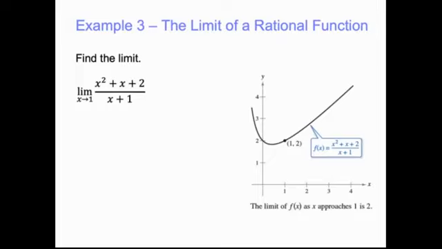So what we want to do is look at the denominator. The denominator is x plus 1. And if you put a 1 in there, then that's going to cause the denominator to be 2, which means it's in the domain. The only thing that would throw it out of the domain is if it caused your denominator to equal 0. Therefore, we can go ahead and directly substitute.